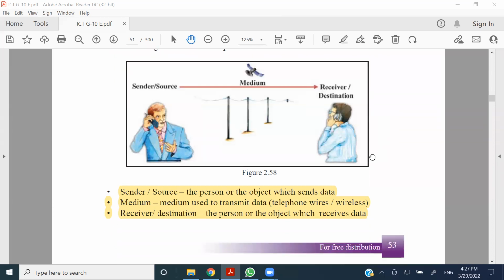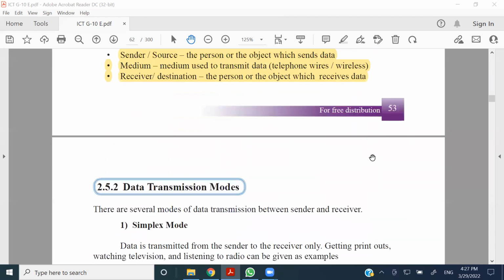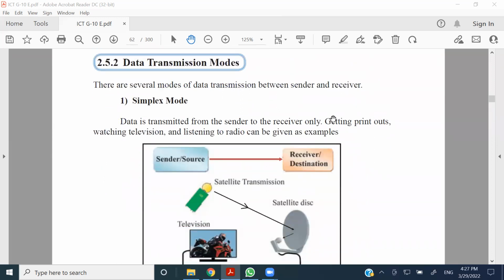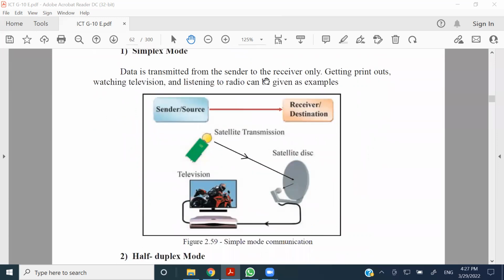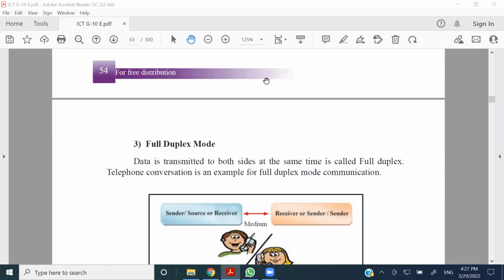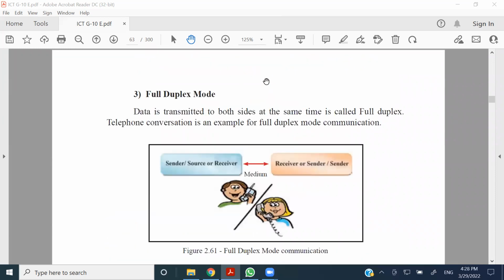Okay, so let's move forward. The data transmission modes. When it comes to data transmission modes, there are three types of data transmission that happen in data communication. The first one is called simplex. The next one is called half duplex. And the last one is called full duplex, right?